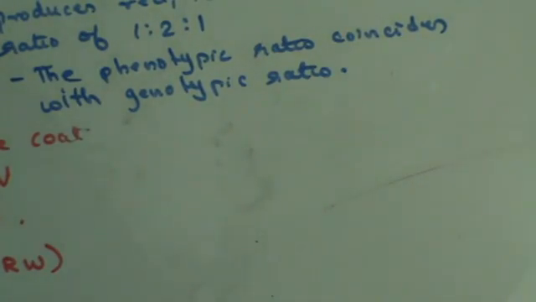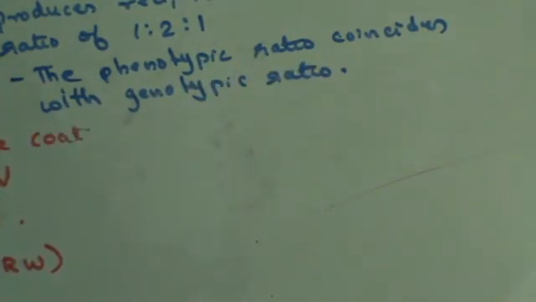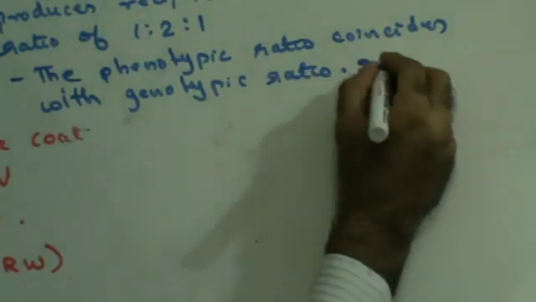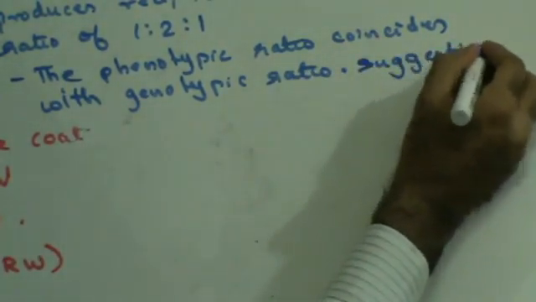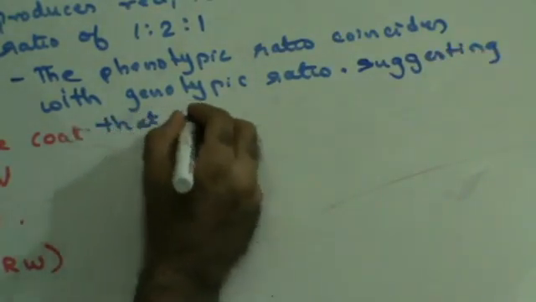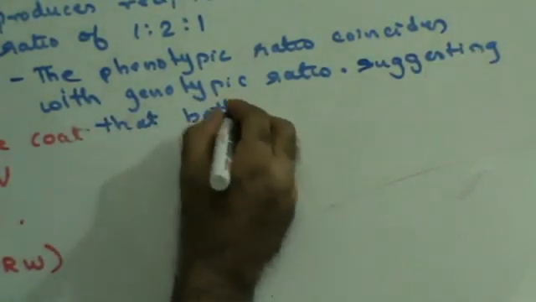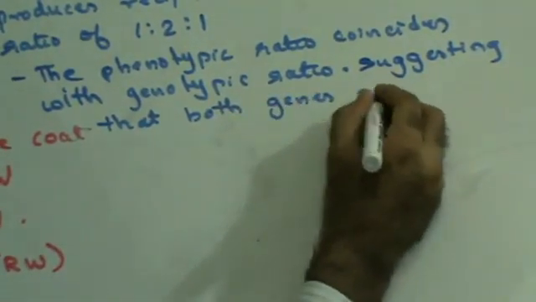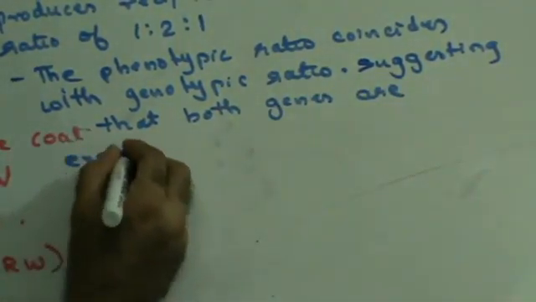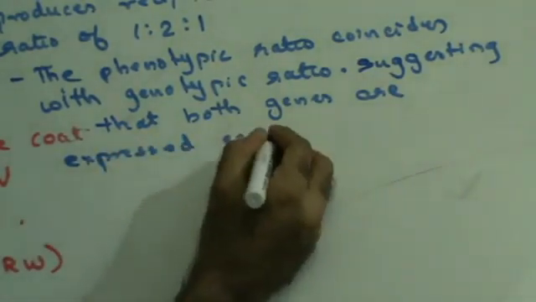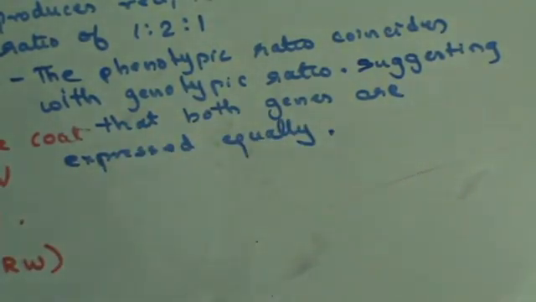Since the phenotypic and genotypic ratios are same, which says that both the genes have been expressed equally. Right, the phenotypic ratio coincides with the genotypic ratio, suggesting that both genes are expressed equally. Right, so that was codominance. Next, let us see what do we understand by polygenes.